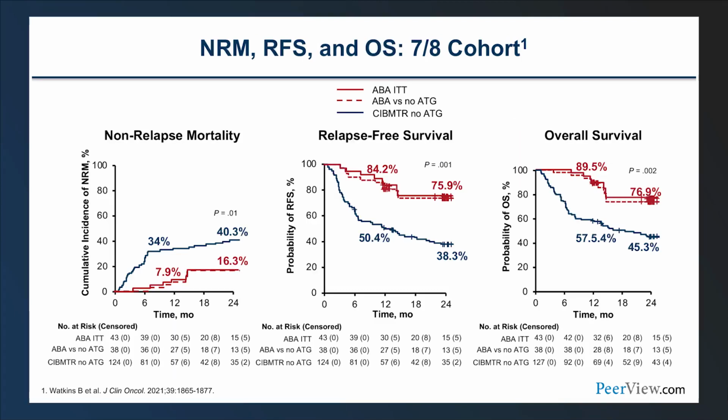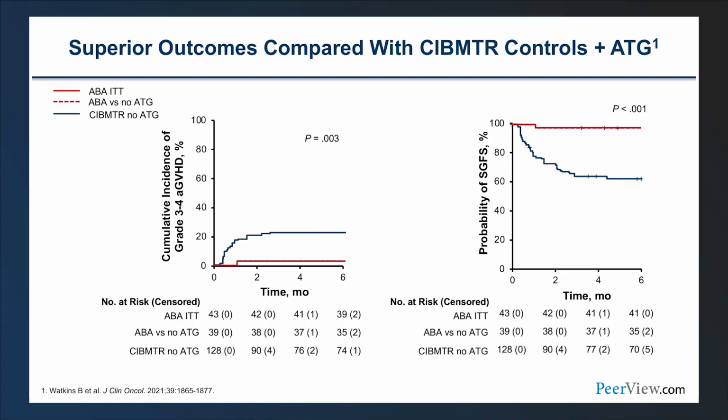But despite a lack of effect on chronic GVHD, because 7 out of 8 patients mostly die from acute complications, you can see that in the ABA2 study, there was a remarkable increase in survival in these patients. The non-relapse mortality was much lower. The relapse-free and overall survival were both better. And here's some data about the ATG, really strikingly improved outcomes in ABA2 compared to CIBMTR controls with ATG as well.